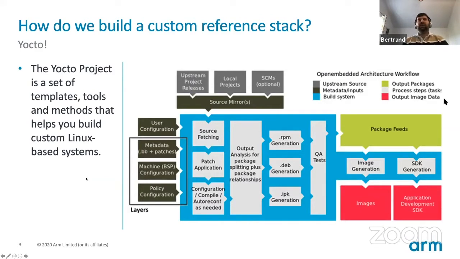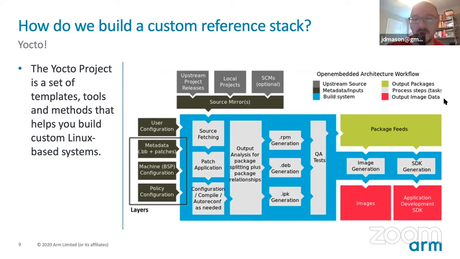So I will let John handle the Yocto part. In the previous slide, you saw talk about a reference stack, but how do we build a custom reference stack? The easiest way is with Yocto. The Yocto Project is a set of templates, tools, and methods that help you build custom-based Linux systems.